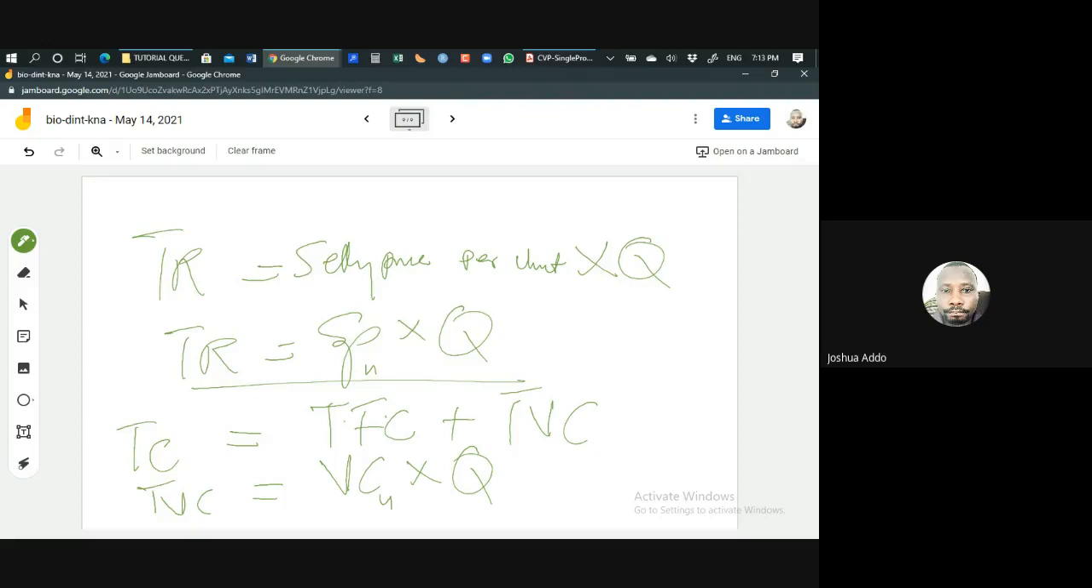Okay, so we are going to chart these functions, most importantly the total revenue function and the total cost function. Now we can write the total cost to be equal to total fixed cost plus variable cost per unit times Q. This part is the TVC, the total variable cost. Can you write it again? I can't see the last formula.